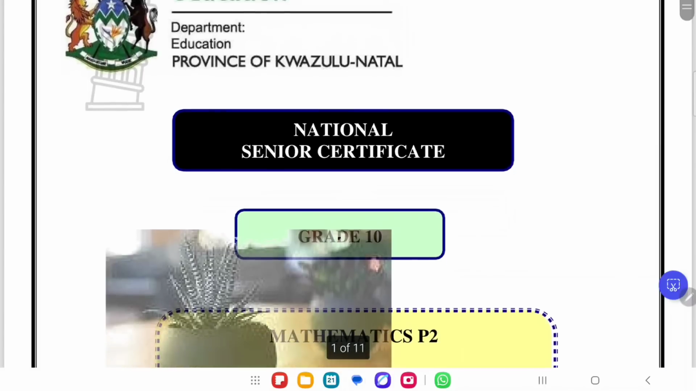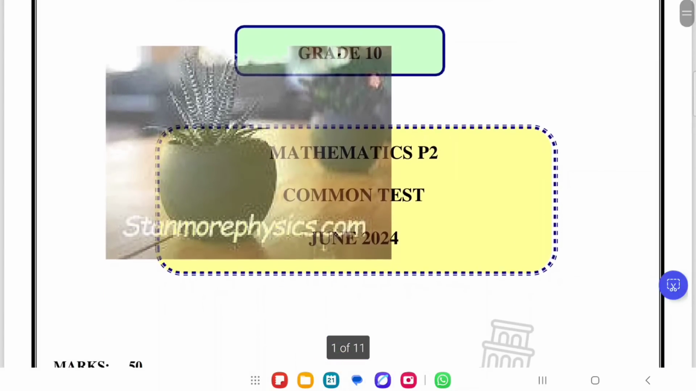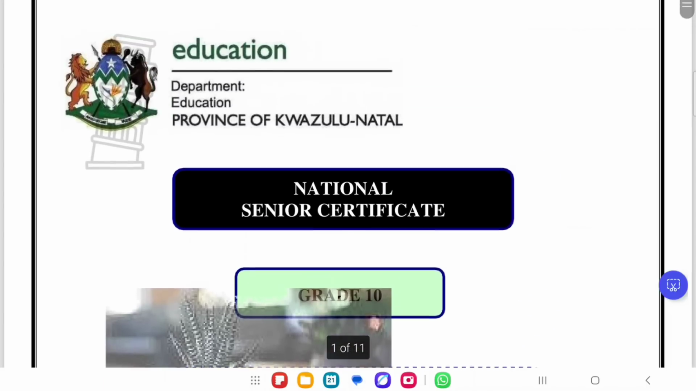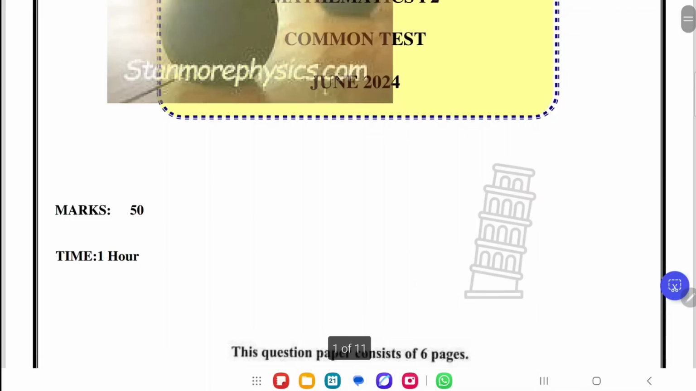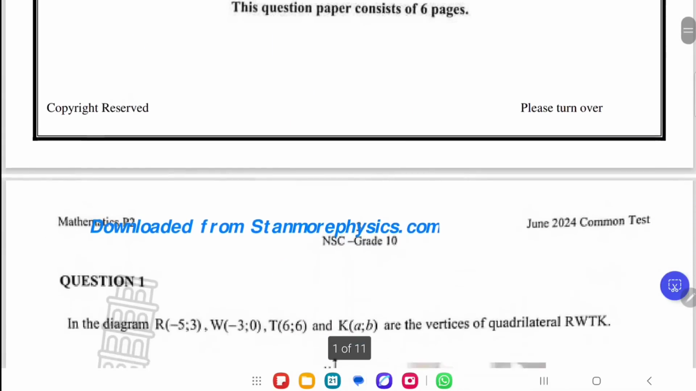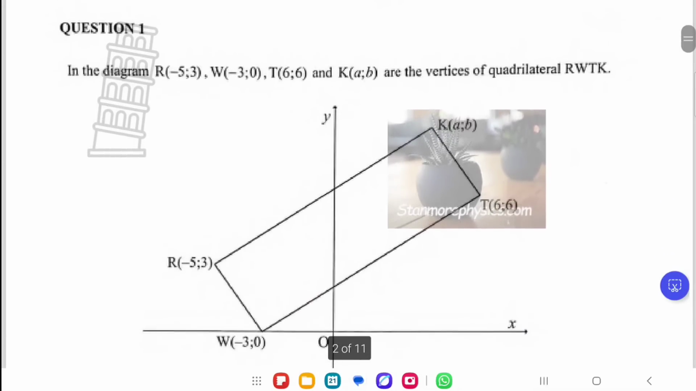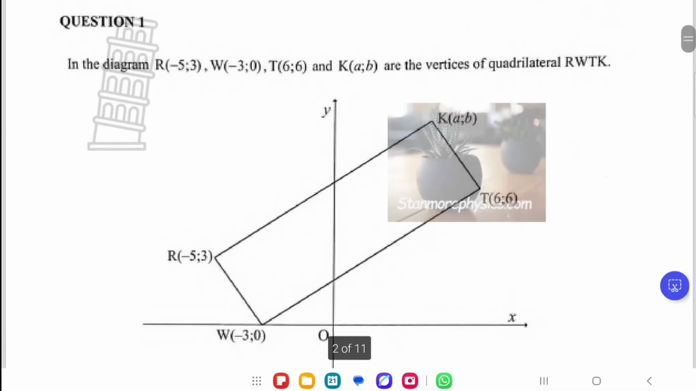In this video, we are going to be working on the mathematics paper 2, and this is a common test from June 2024, specifically from KZN. So this is 50 marks and the time allocated is 1 hour. So let's move on to the first question where we have a diagram.